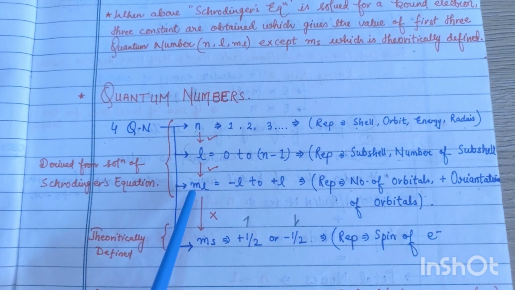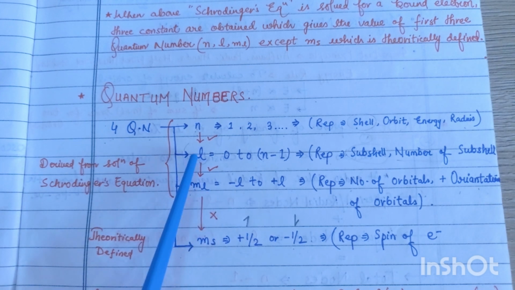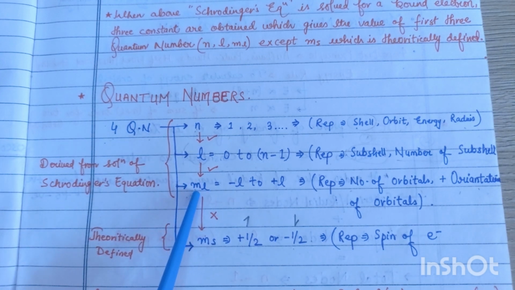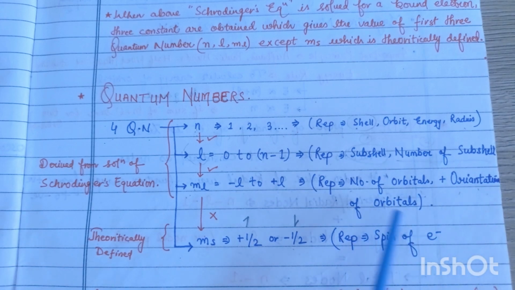Okay. And magnetic quantum number: if you know the value of l, then only you can approach the magnetic quantum number, because the general formula of the magnetic quantum number uses the value of azimuthal quantum number. Magnetic quantum number can be determined with the help of the minus l to plus l formula. It means all the values that range between minus l to plus l. It represents the number of orbitals and the orientation of the orbitals.